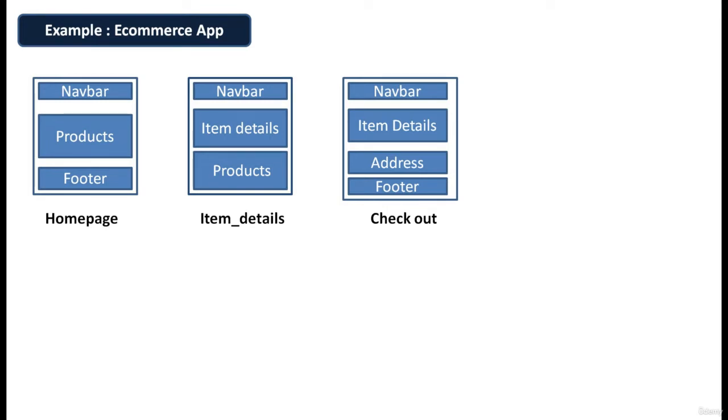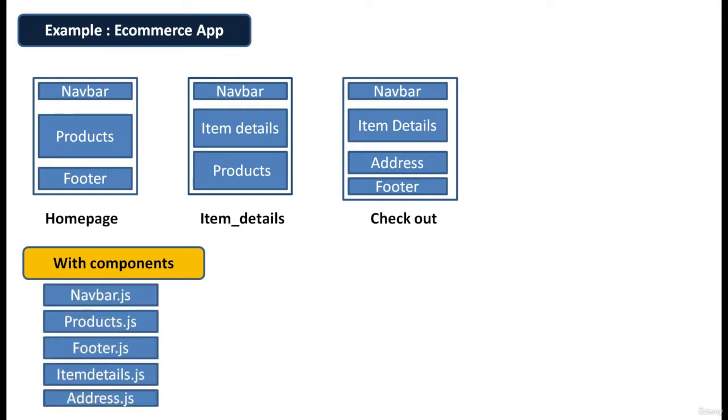Now we will see how can we develop this same application using the components like React.js with the help of components. First we will create all the separate components in this application. If you observe the application here, navbar is repeated 3 times. In every page we have navbar, and products is repeated 2 times. In home page we have products, and in the item details page also we have the products. And we have footer repeated 2 times in the home page and the checkout page. Here the 3 sections are repeated twice and thrice.